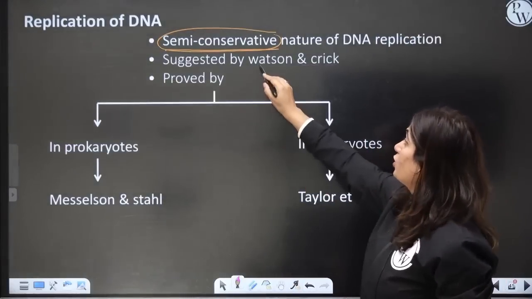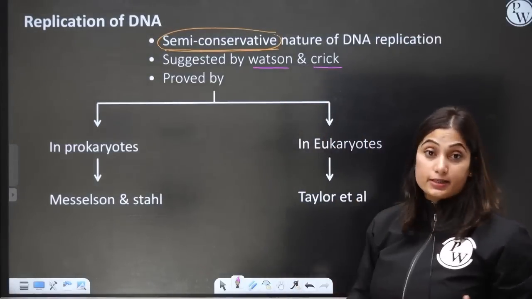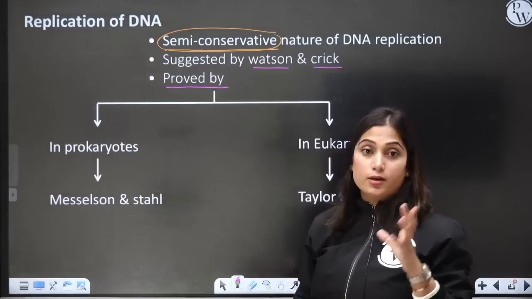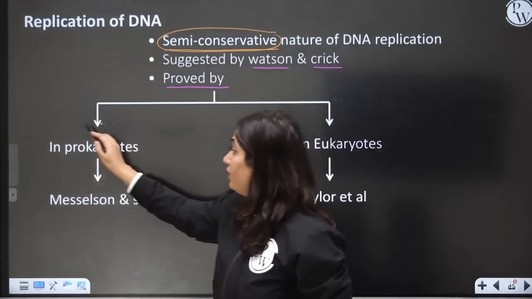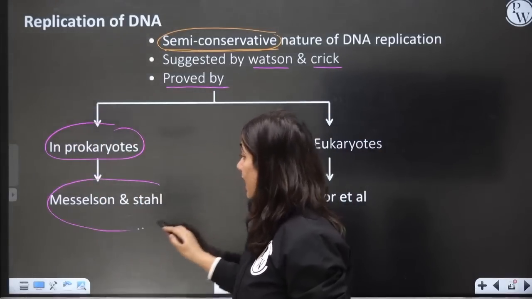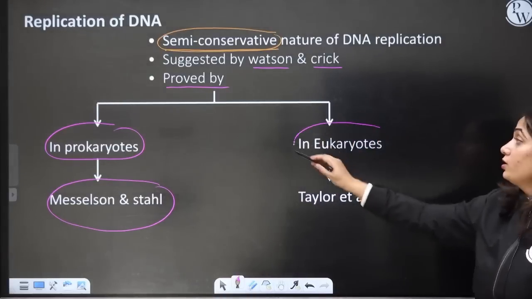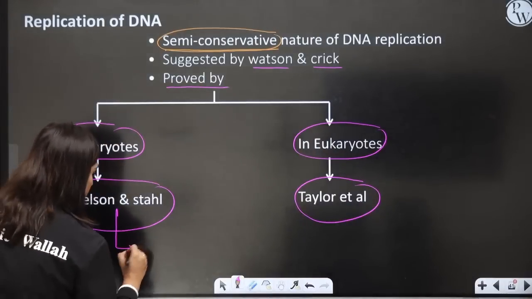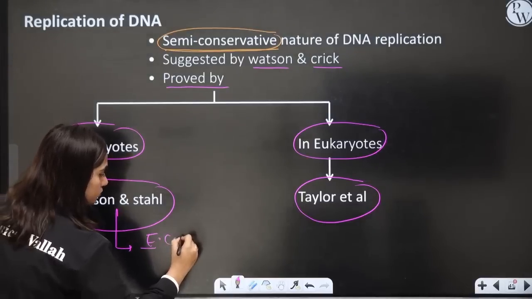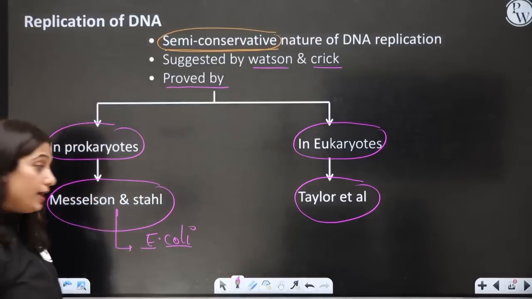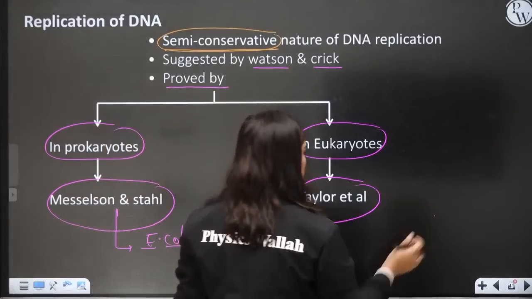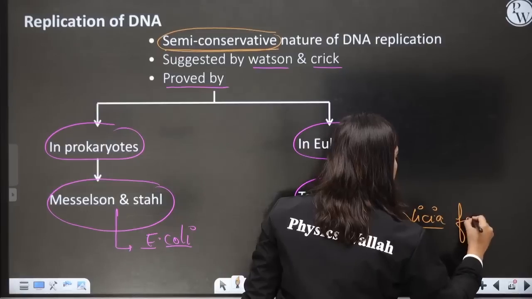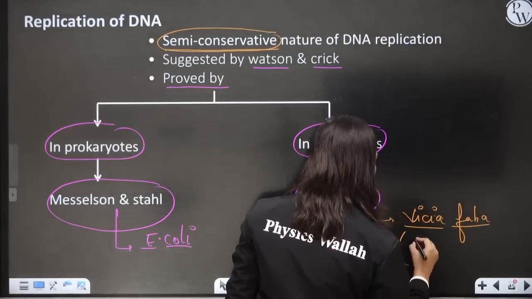The semi-conservative nature of replication was suggested by Watson and Crick. But it was later proved that DNA replication has a semi-conservative nature. In prokaryotes, it was proved by Meselson and Stahl, and in eukaryotes, it was proved by Taylor et al. Meselson and Stahl proved it using the organism E. coli, and Taylor et al. proved it using the organism Vicia faba, that is broad beans.